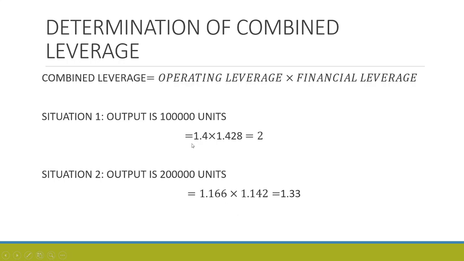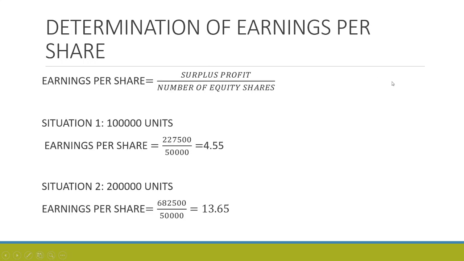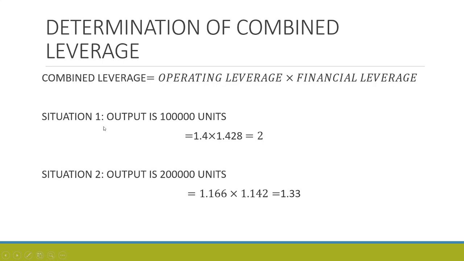Combined leverage can also be found out using this formula, that is operating leverage multiplied with the financial leverage. Combined leverage is actually a combination of operating leverage and financial leverage. So, in case of situation 1, when the output is 1 lakh units, 1.4 into 1.428 is equal to 1.999, which is 2. In situation 2, when the output is 2 lakh units, operating leverage is 1.166 multiplied with financial leverage 1.142, which is equal to 1.33.